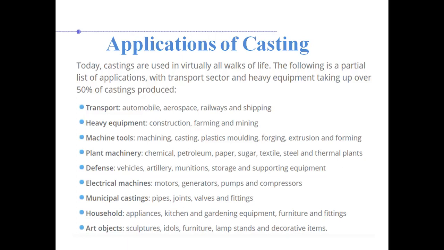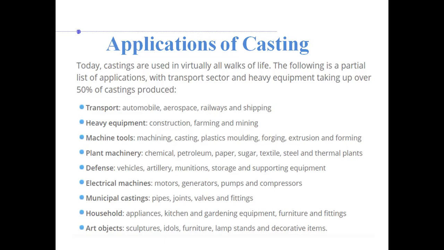And it is pointed out that the transport sector and the heavy equipment sector take over 50% of castings that are produced. So of all the castings made, 50% are basically made for those two sectors. So they take up quite a huge portion. In transport, you have automobile, aerospace, railways, and shipping, right? Heavy equipment, you have construction, farming and mining, machine tools, right?